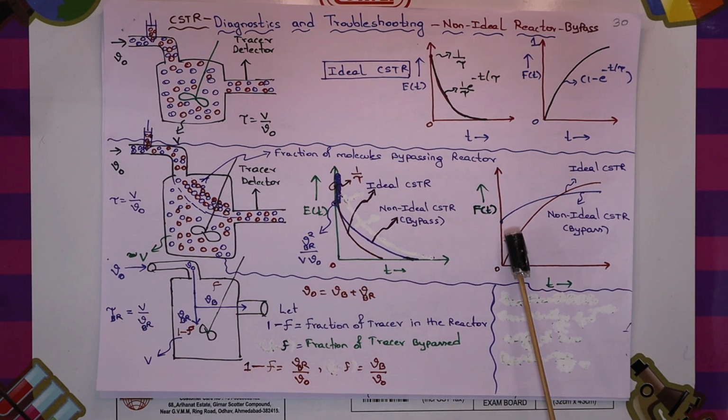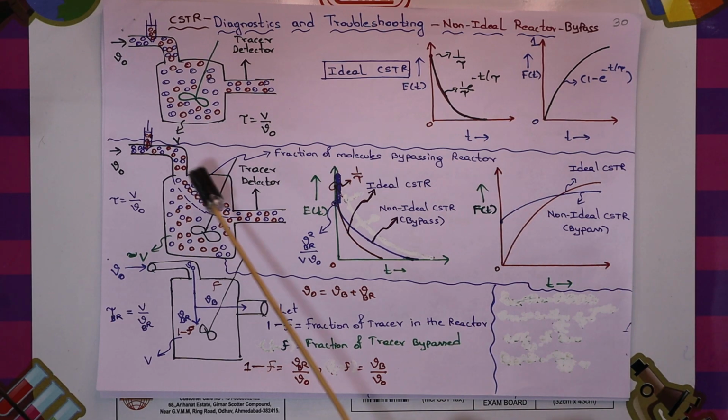Okay, let us move ahead. What is the F of t curve? You can see the red curve is the ideal CSTR, so you can compare here. The ideal CSTR starts at zero and slowly the fraction of molecules increases, whereas the non-ideal CSTR starts at a higher point.